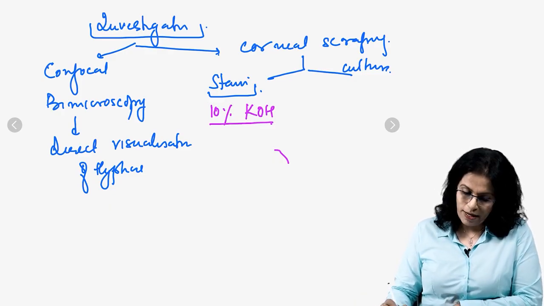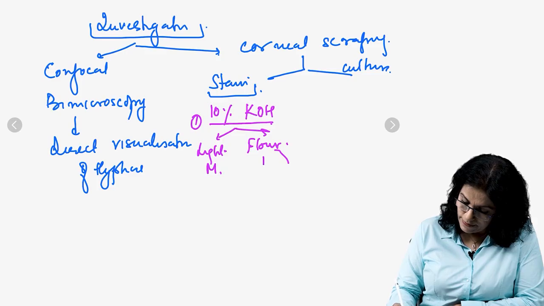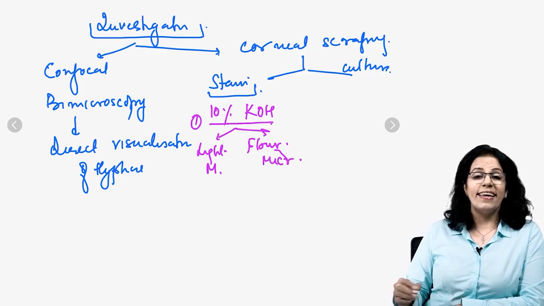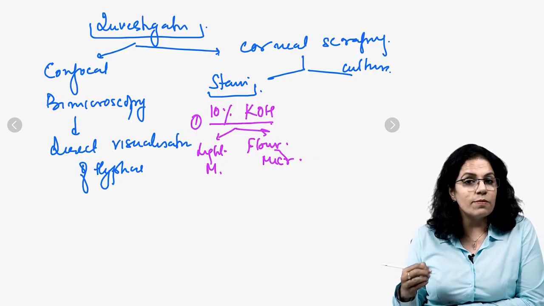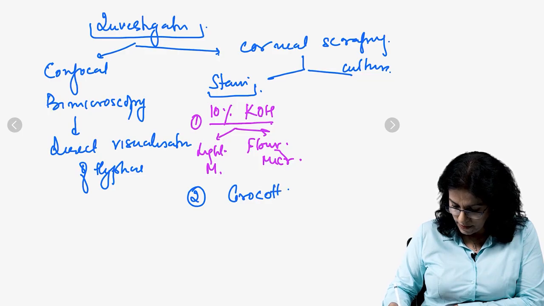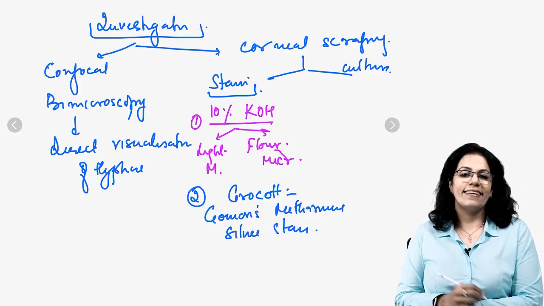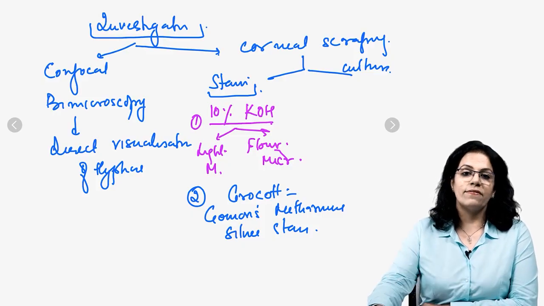This can be seen either in light microscope or in fluorescent microscope. Okay, even if you don't write it, it's okay. What is the second? It is Gomori's methenamine silver stain. What is the full name? It is called Grocott. Grocott-Gomori's methenamine silver stain. Okay, methenamine silver stain. Right. This is how you are staining a fungus.